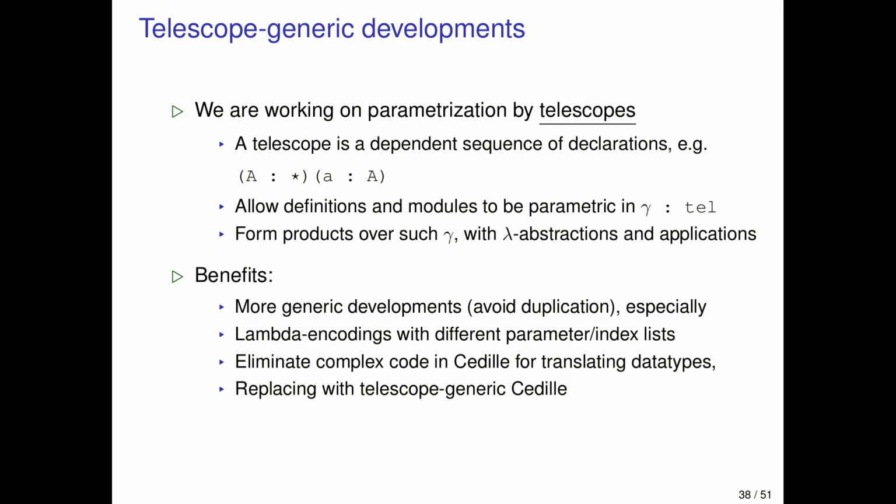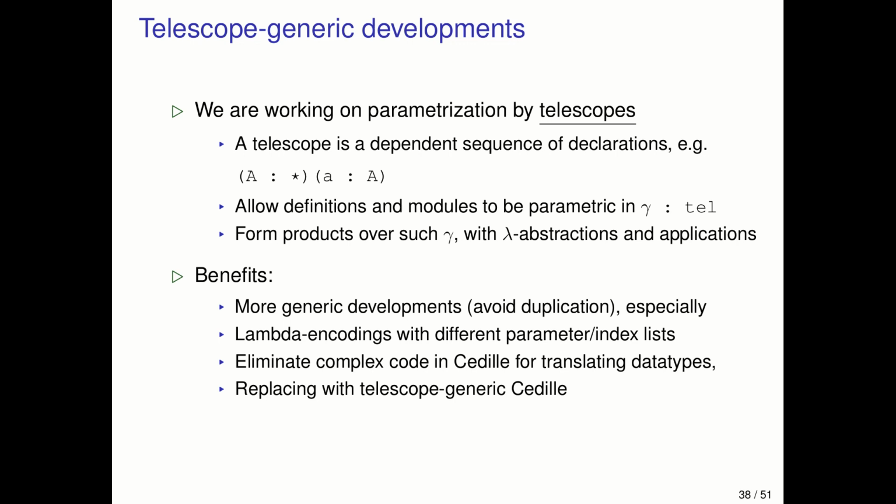So if we're doing things like lambda encodings with different parameter and index lists, like a vector type that's parameterized by a type and indexed by a nat, this would let us capture that in a single development. We can handle those now, but we end up generating special purpose instances of the code for those. Right now in Cedille, our code for elaborating datatypes down to the pure theory has some complicated stuff for generating these things dependent on the telescope. This would let us pull that out of our compiler and just have it as a library file. It's like a telescope generic derivation.